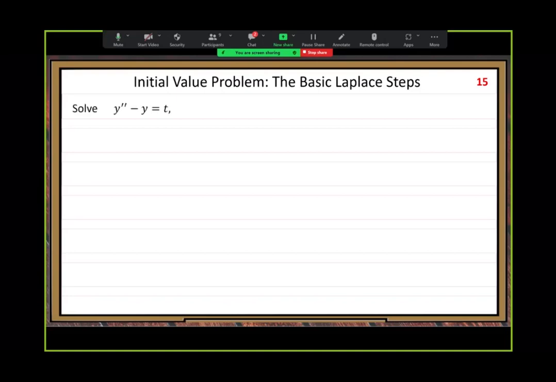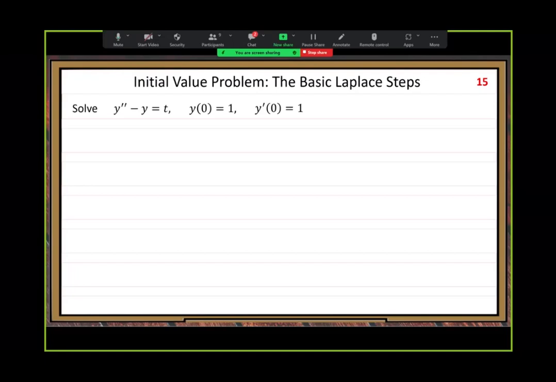This time let's solve y double prime minus y equals t with these two initial conditions. Very simple. The old way, we need to find the characteristic equation, right? Then the general solution. Then from the general solution, we also need to determine the particular solution, right? That's always the case. Then the constants C1, C2.